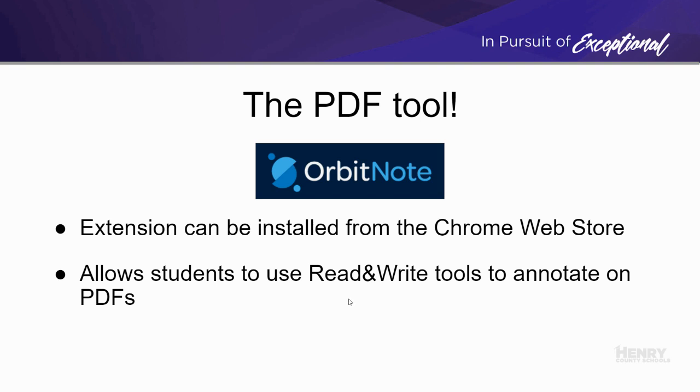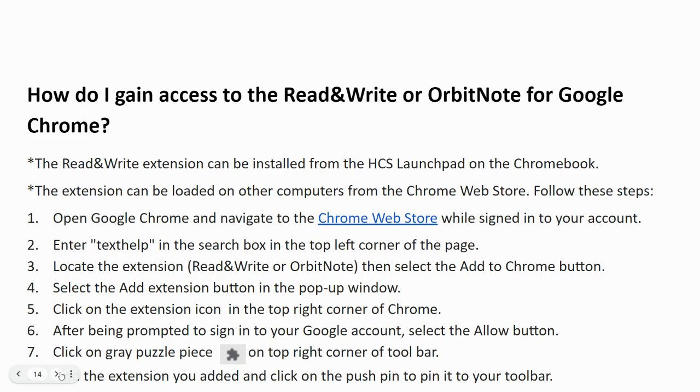An example might be a worksheet that a teacher has uploaded to a Google Classroom. You may not be able to highlight on that. You may not be able to type text on it or interact with it, annotate it in any way. If you use the OrbitNote, it's going to convert that PDF into something that you can write on, or you can use the Read Aloud tools on.